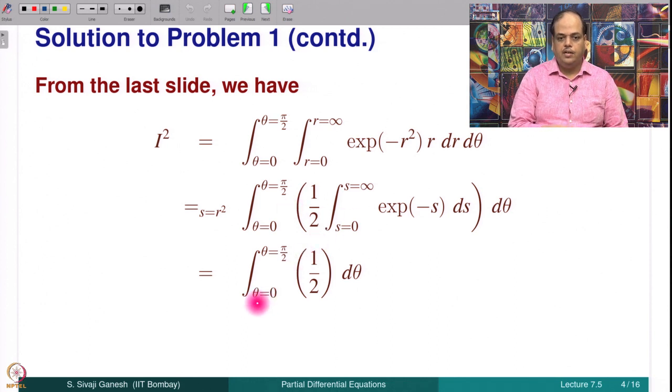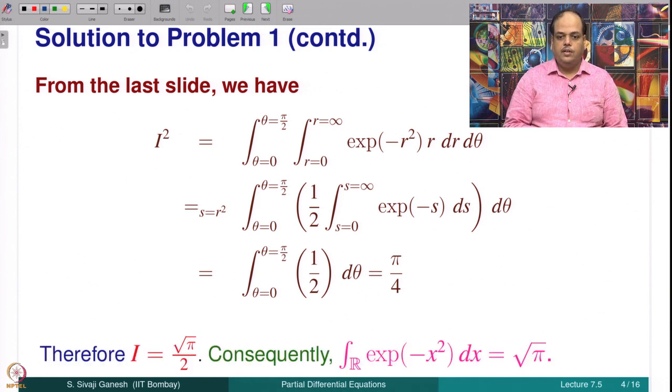So, the integral with respect to theta from 0 to pi by 2 of 1 by 2. That is pi by 4. So, I square is pi by 4, therefore, I is root pi by 2. Therefore, this integral which is 2 times I is root pi.